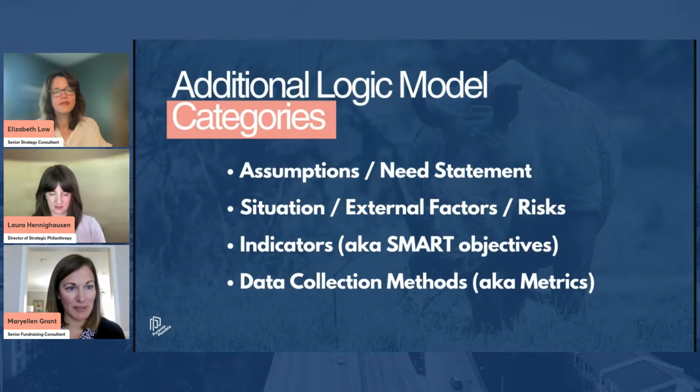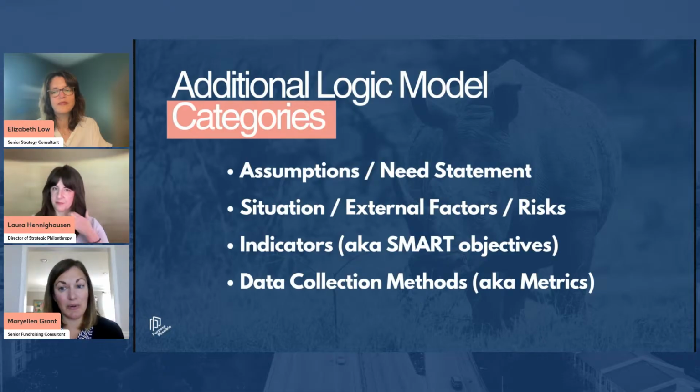So starting with assumptions. If you encounter this section, the easiest way to deal with it is to look at your needs statement. And sometimes they even just call it needs statement. This is where you can include key research statistics, community data, and observations that contributed to the development of your program.